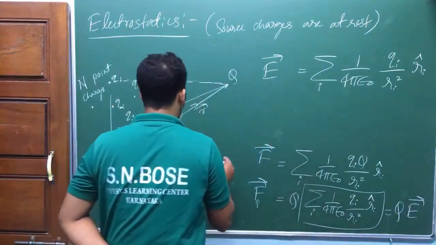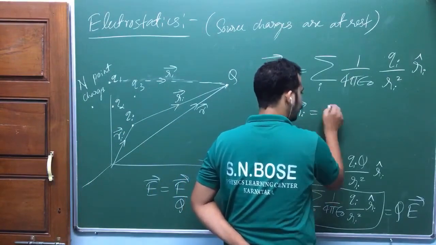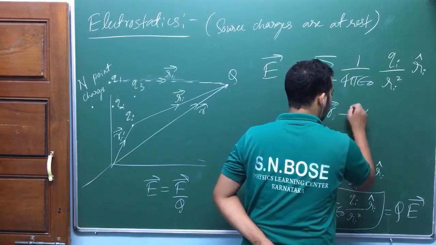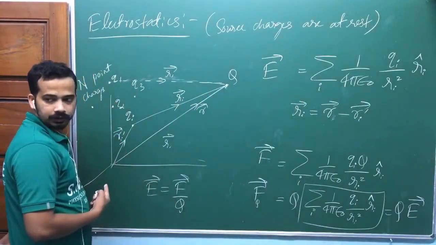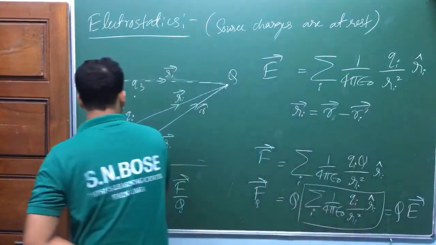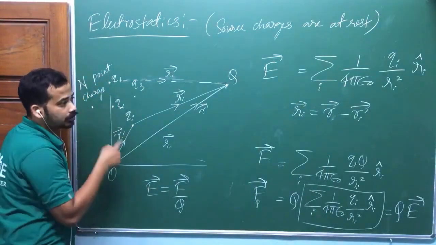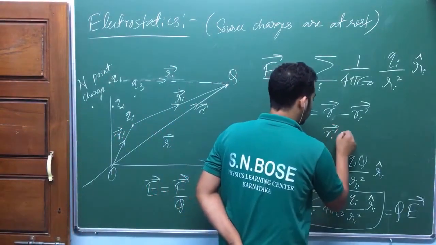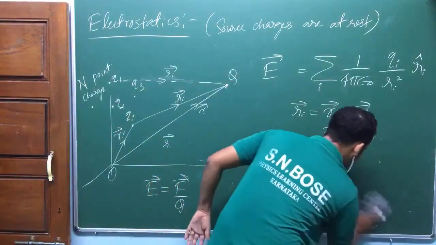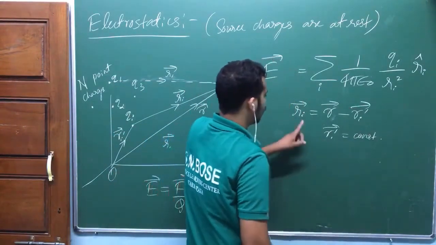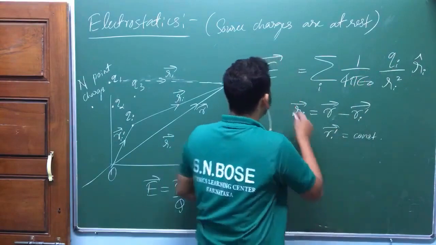Now remember this Ri vector, what is this one? Can I write it as R vector minus Ri prime vector, am I right? This Ri vector is equal to R vector minus this one. So these Ri prime are constant because the source charges are at rest with respect to this origin. They are not moving, isn't it? So when you look at this carefully, this depends on Ri cap or Ri vector. Since Ri prime is constant, this whole thing depends only on this one.